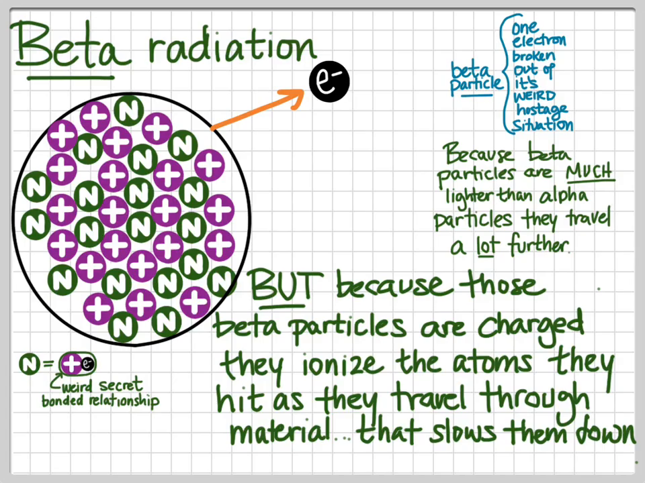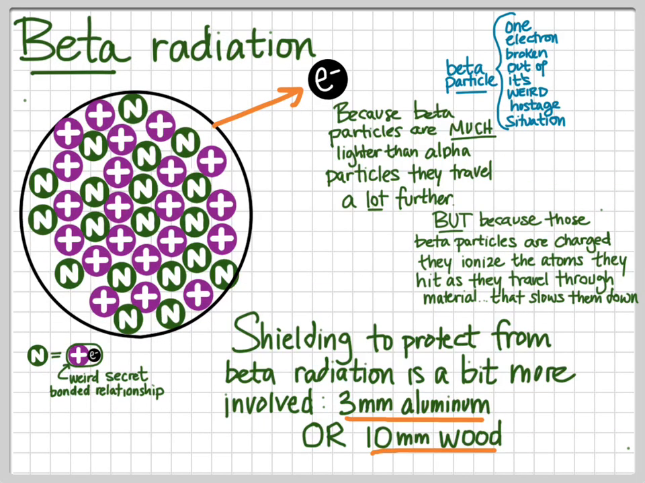The fact that beta particles are charged does mean that they ionize the atoms they hit. In other words, they tear off electrons as they travel through the material. And that does slow them down some, which is good. Shielding to protect tissue from beta radiation takes a little bit more than it did from alpha. In fact, 3 millimeters of aluminum, which still isn't very thick, or a full 10 millimeters of wood is what it takes to protect living tissue from beta radiation.